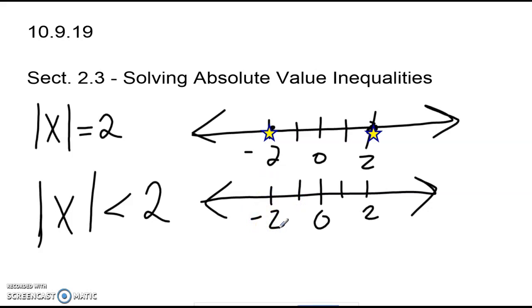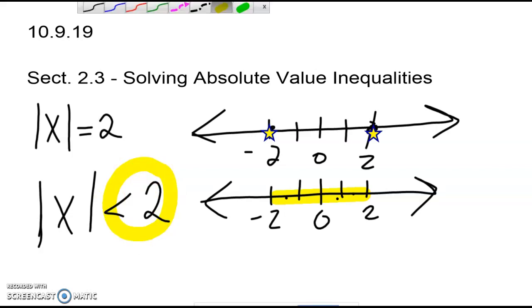Well, everything less than 2 and everything greater than negative 2. So this number right there has an absolute value that is less than 2 units away. This value here, all of these in here, all the values in between negative 2 and 2 have an absolute value that is less than 2. The distance it is from 0 is less than 2 units.